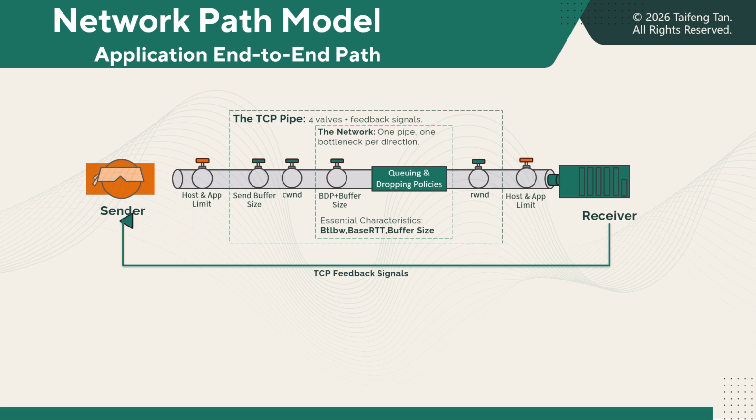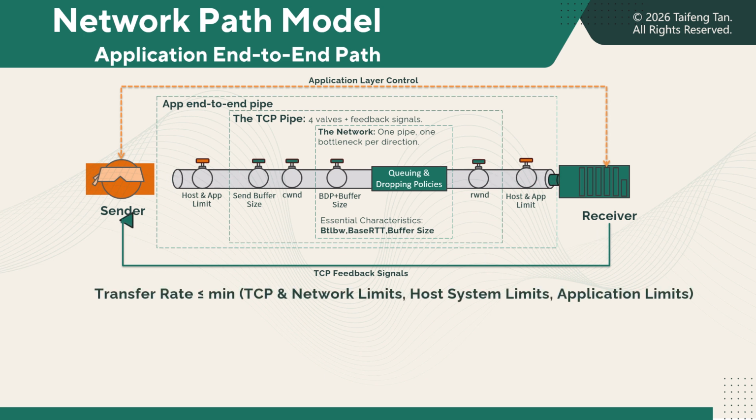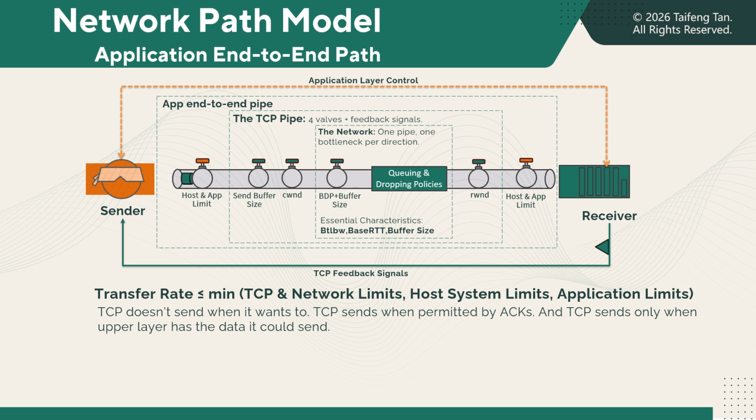The end-to-end performance between two applications is limited by the narrowest valve in the entire chain. This includes TCP and below, the network pipe we discussed. It includes the host system, the kernel, CPU, memory, and NIC performance on both ends. And it includes the application layer, the protocol itself, business logic, and critically, the speed at which the application can generate or consume data. So the final complete formula becomes: transfer rate is less than or equal to the minimum of TCP and network limits, host system limits, and application limits.